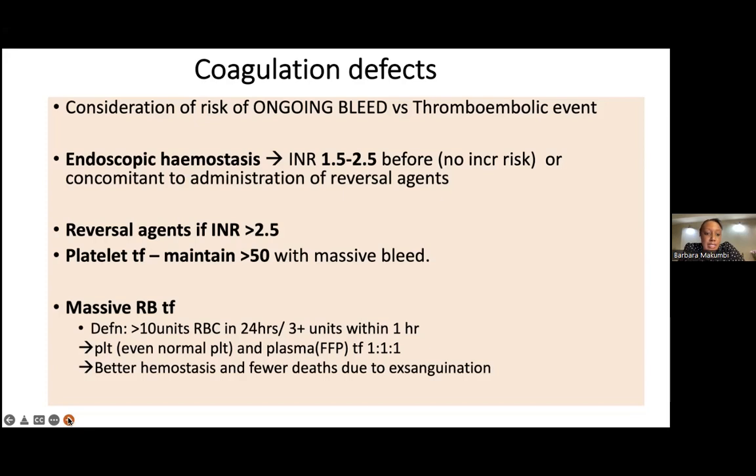And platelets, they say if the platelets are less than 50, we want to maintain them at more than 50 in a patient that has a massive bleed who you're going to take for intervention. They spoke about massive red blood cell transfusion and a ratio of 1:1:1 with your red cells, your platelets, and your FFPs.